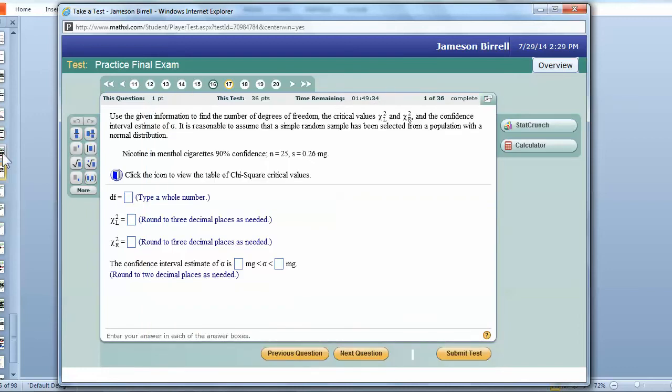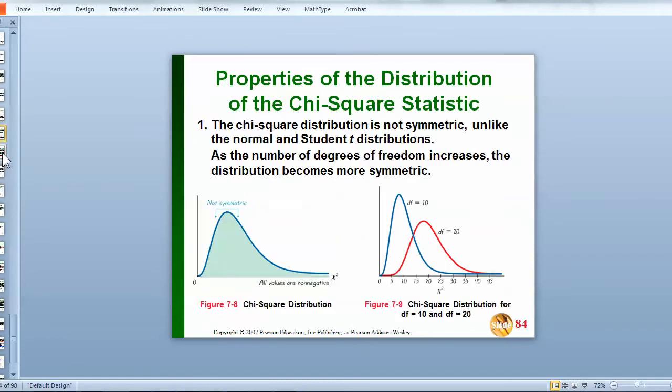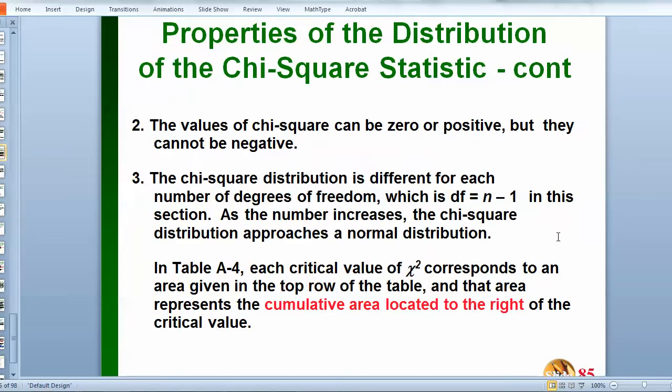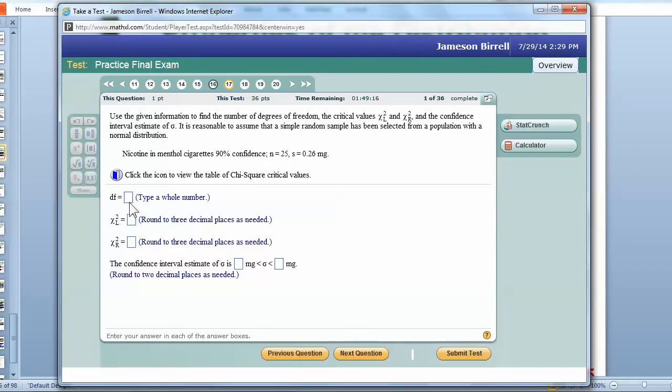And I'll go back to the PowerPoint. We were just looking at this slide to remind us that the degrees of freedom will be found similar to the t-distribution that we were using earlier. It's going to be n-1. So since our sample size is 25, we will have a degrees of freedom of 24.